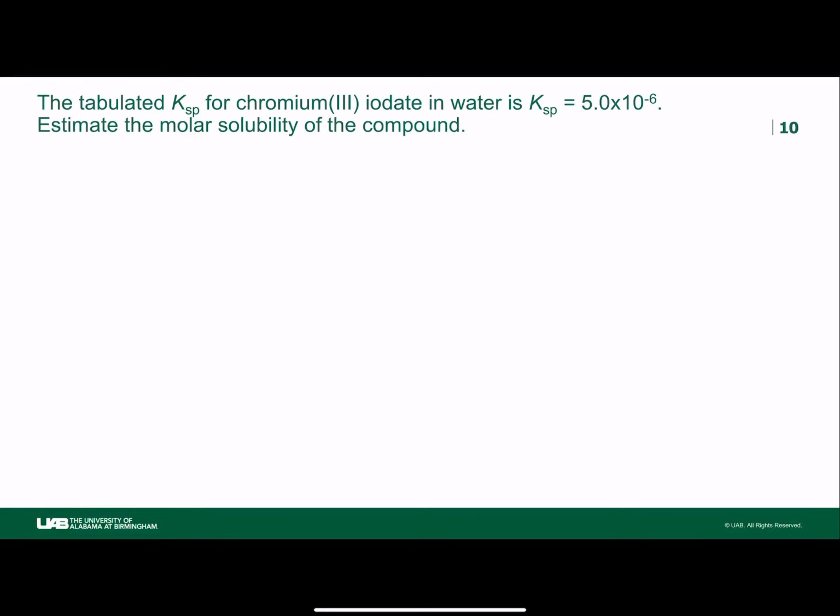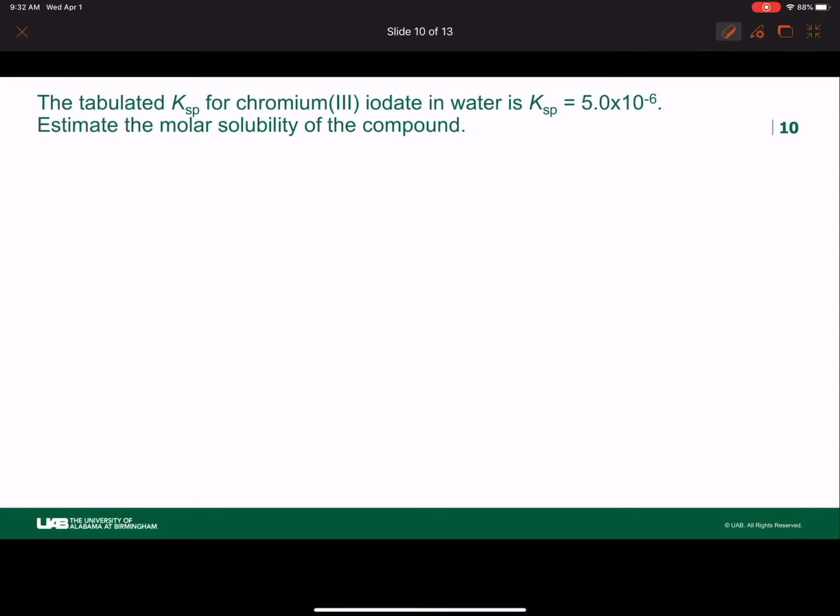All right. So we have chromium iodate here, and we have been asked to figure out the molar solubility of this chromium iodate. We have a value for the Ksp, so we should be able to set up a Ksp expression and solve for the concentration of the ions and then relate that back stoichiometrically to the compound itself. But first, you've got to be able to draw the compound.